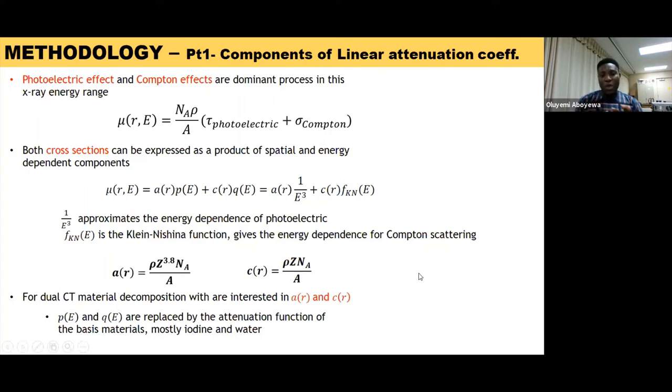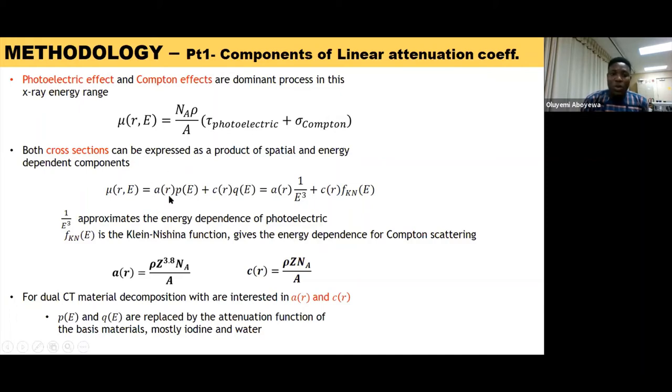So now we can treat the photoelectric effect and the Compton effect separately, and within each of them, we can also treat them as having a spatial component and an energy component. The energy component is easy to calculate because these are mathematical functions that are already known. The author introduced that function on page 2 of the paper. So essentially what we are solving for in dual energy CT is the spatial component, the AR and the CR in this case, as denoted by the author. This PE and QE already have a theoretically derived expression, so we can easily calculate them for any energy we are working on.